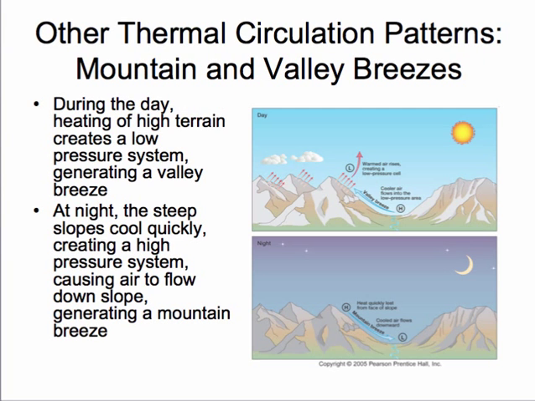So the same thing happens with mountain and valley breezes as happened with sea breeze and land breeze. During the day, the heating of high terrain creates an area of low pressure here, and an area of high pressure in the valley, creating a valley breeze as it goes up the mountain. It makes the summit often windy. At night, the steep slopes cool very quickly, creating an area of high pressure, causing the air to flow down, creating a mountain breeze into the valley at night.